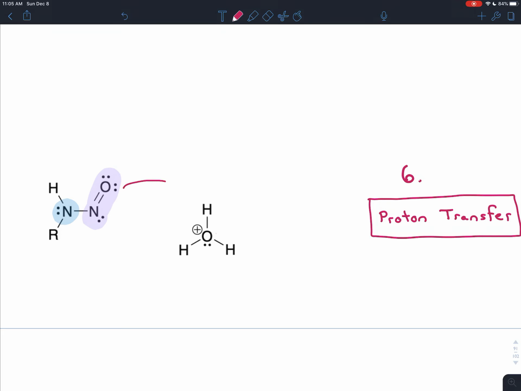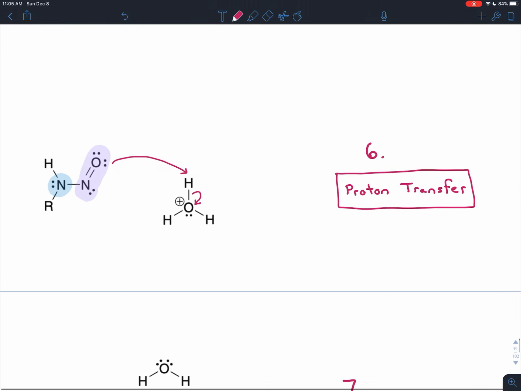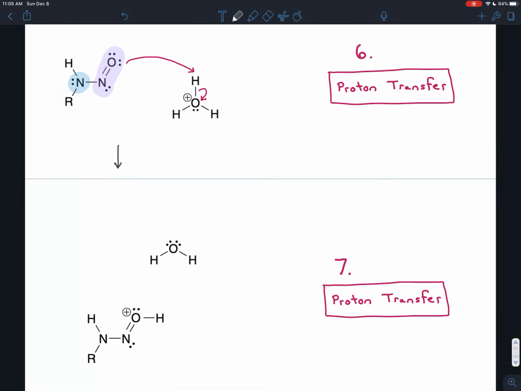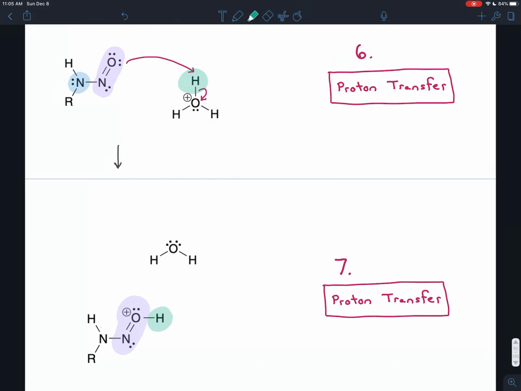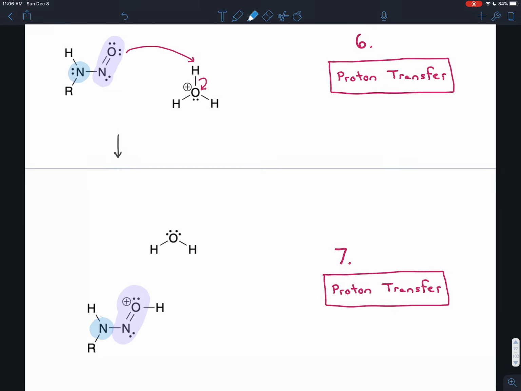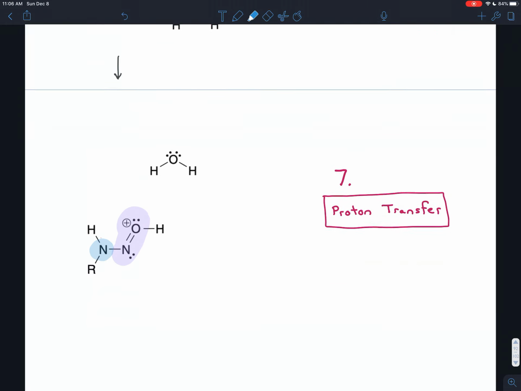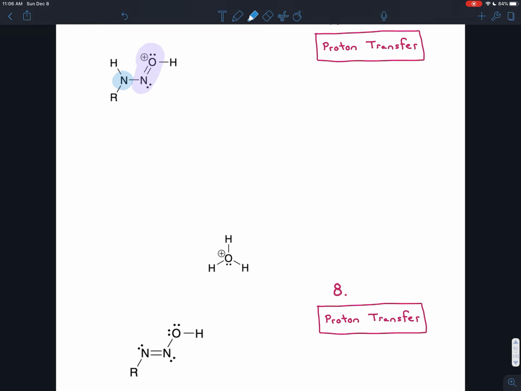So the slightly negative oxygen can steal the slightly positive hydrogen here. The electrons snap back onto the oxygen there. And now that turns into, this oxygen has a positive charge because of the hydrogen we just added. Everything else has stayed the same. The nitrogen, for example, in that step.